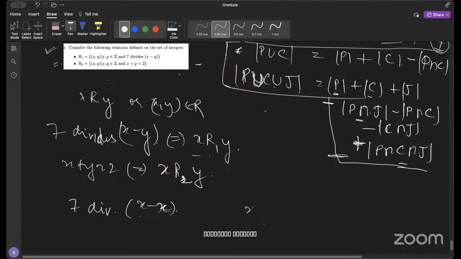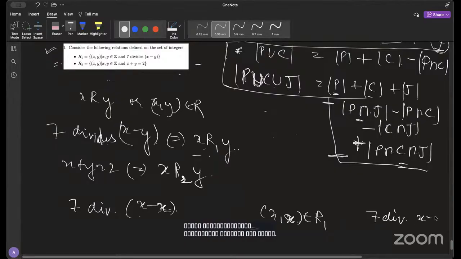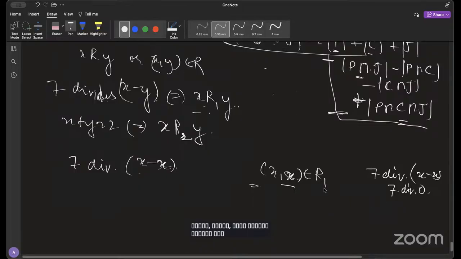Reflexive relation means that your X should be related to X, right? Either way you can write it; this is the more used notation. So XX should be in R1 for reflexivity. When is XY in R1? When 7 divides X minus Y. So XX is in R1 if 7 divides X minus X. X minus X is 0 and 7 does divide 0, right? Every number divides 0. That means XX is in R1. So your R1 is reflexive.